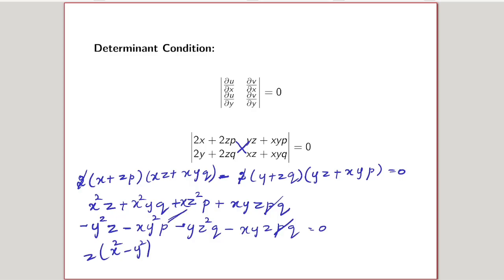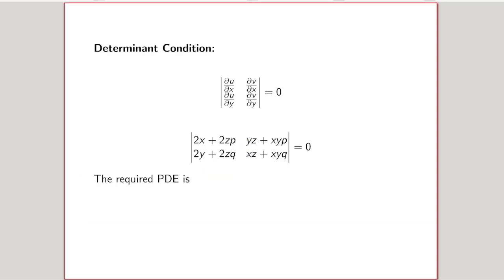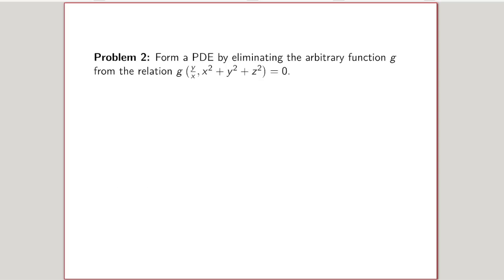Consider these two terms. Here p x is there, and here also p and x is there. So we can take px commonly outside. It can be written as z square minus y square. And similarly, from these two terms, we can take qy commonly outside, so it will be x squared minus z square is equal to 0. So this will be our required PDE. Required PDE is z into x squared minus y squared plus px into z square minus y square plus qy into x squared minus z square equal to 0.